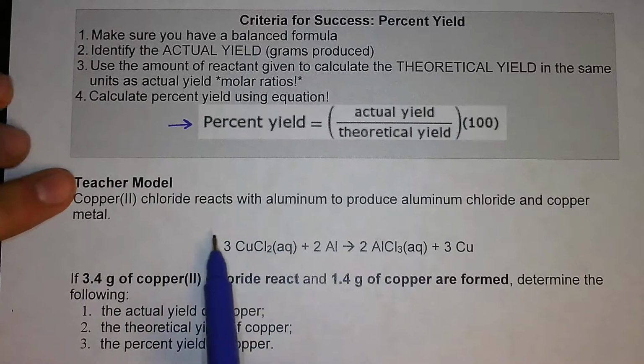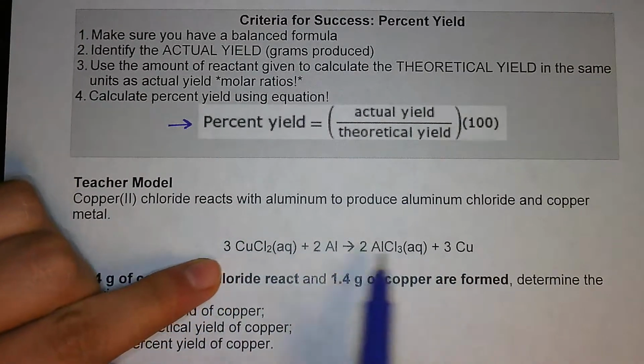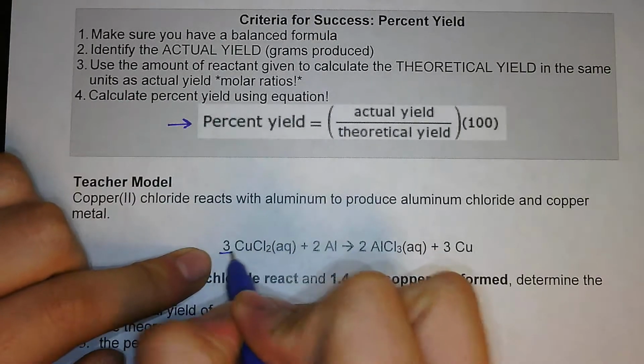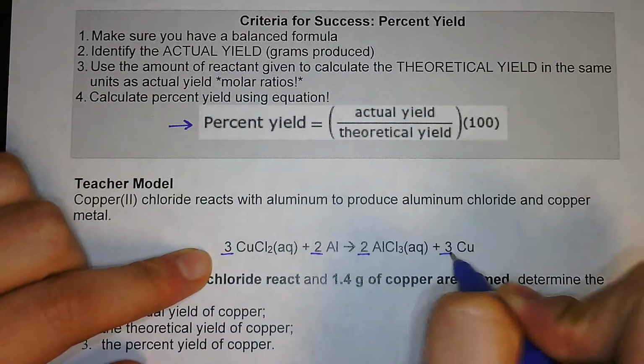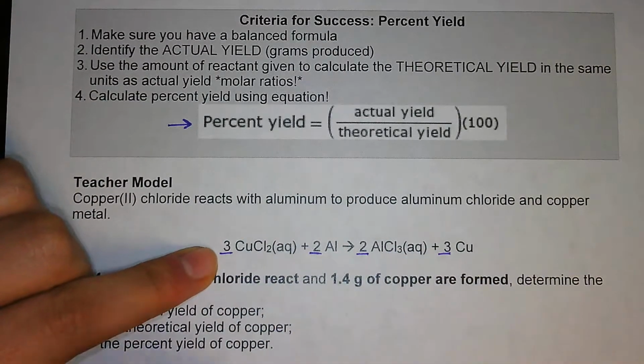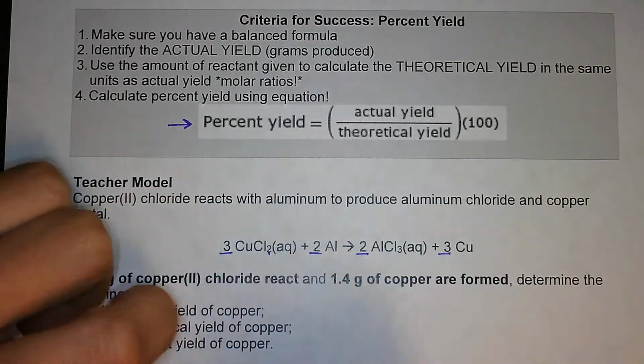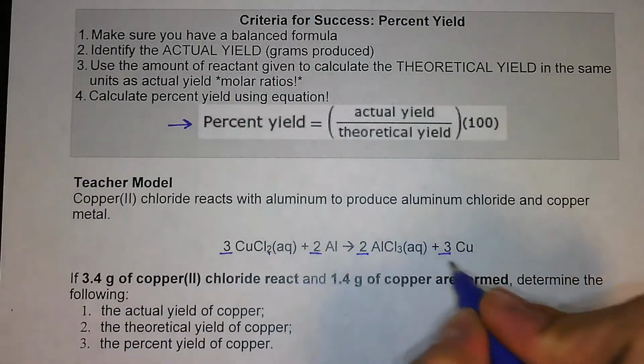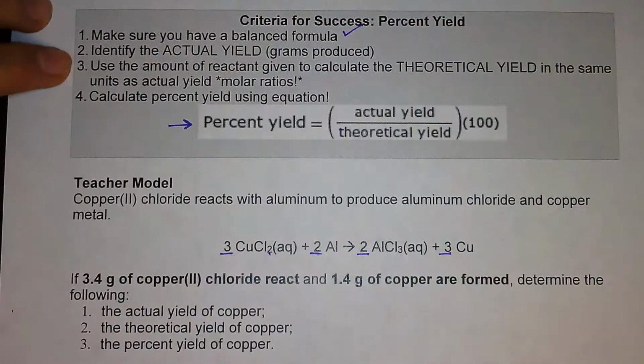So in this little problem here, they gave us a formula. You can check that it's balanced. I see coefficients. It means it's probably balanced. You should always check though, just to make sure. I see that there's 3 coppers on both sides, there's 6 chlorines on both sides, and there's 2 aluminum on both sides. So this one's balanced. So number 1 is done.